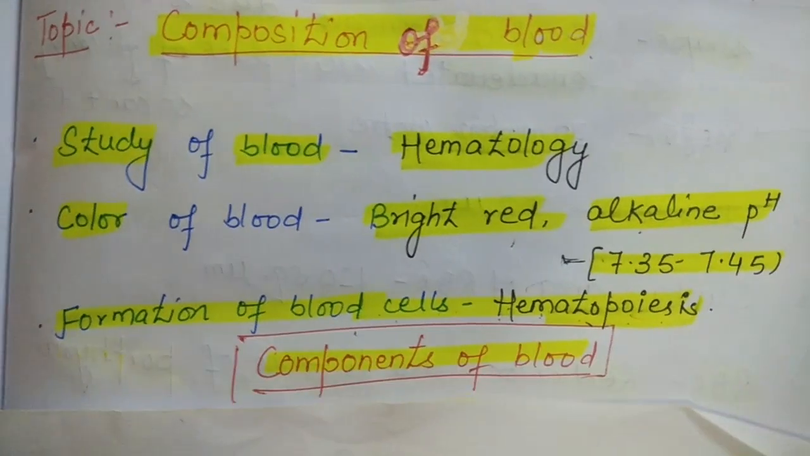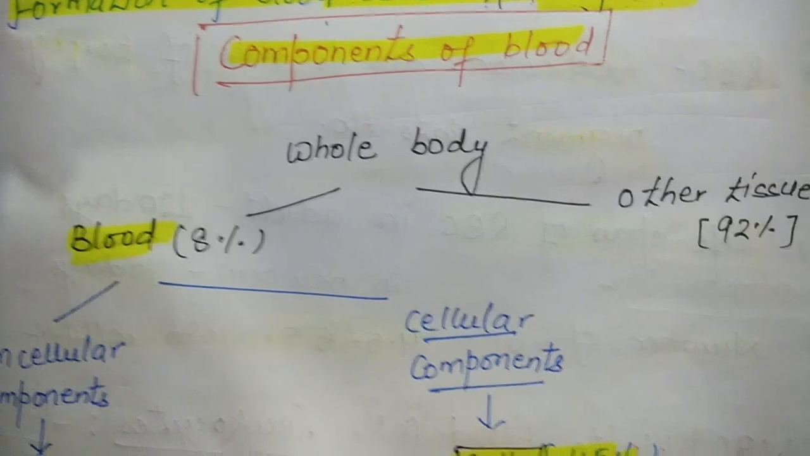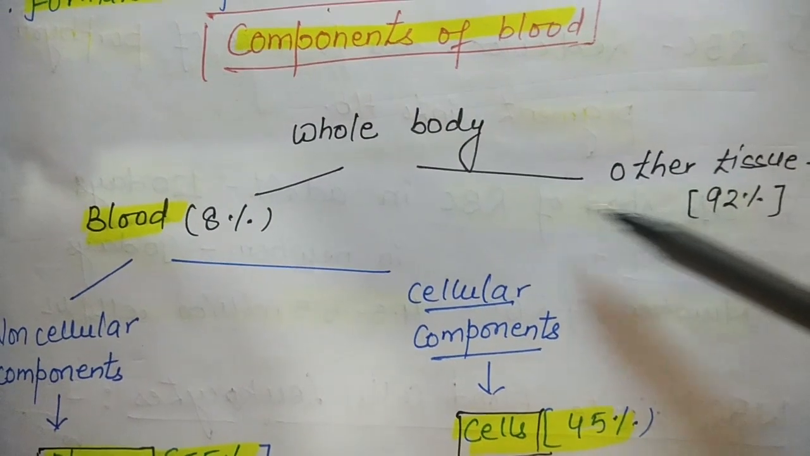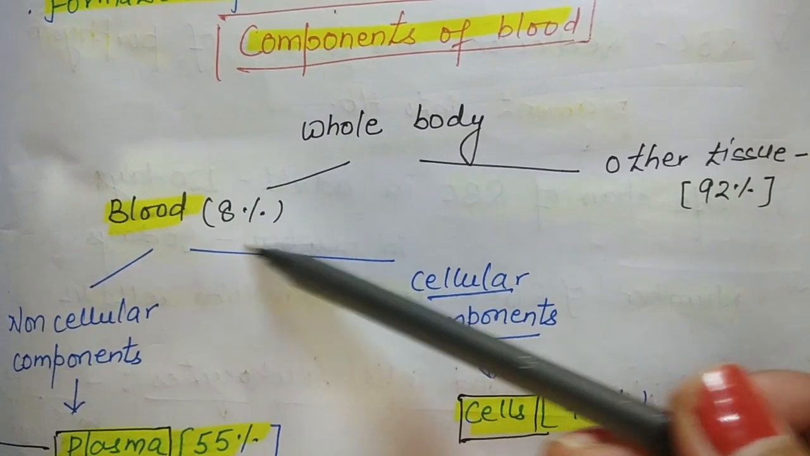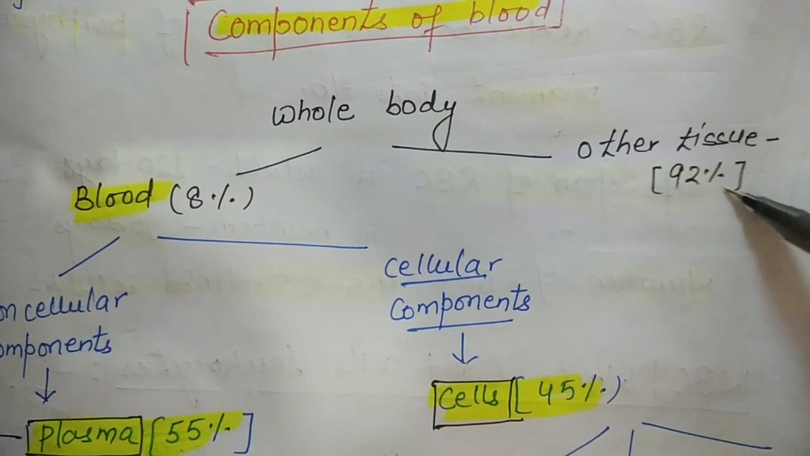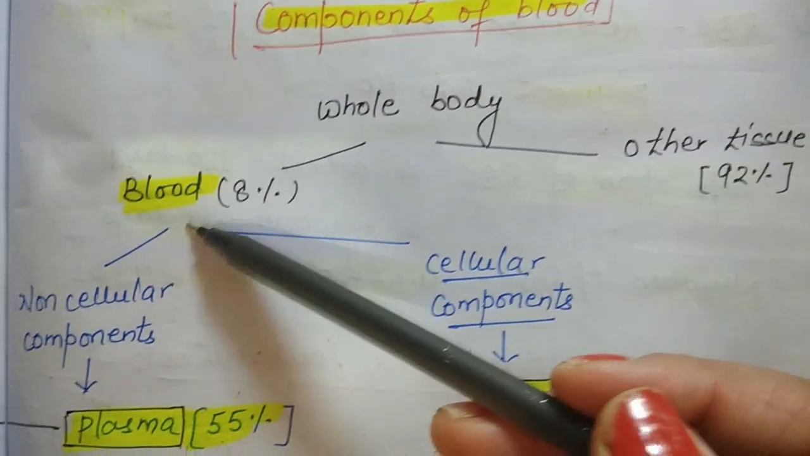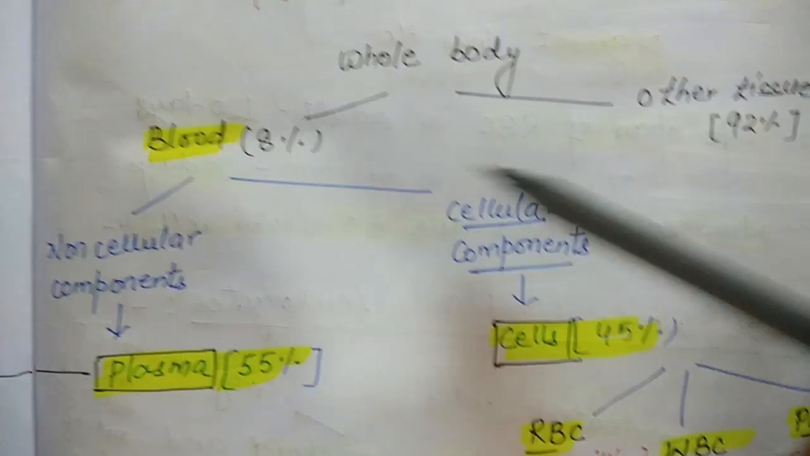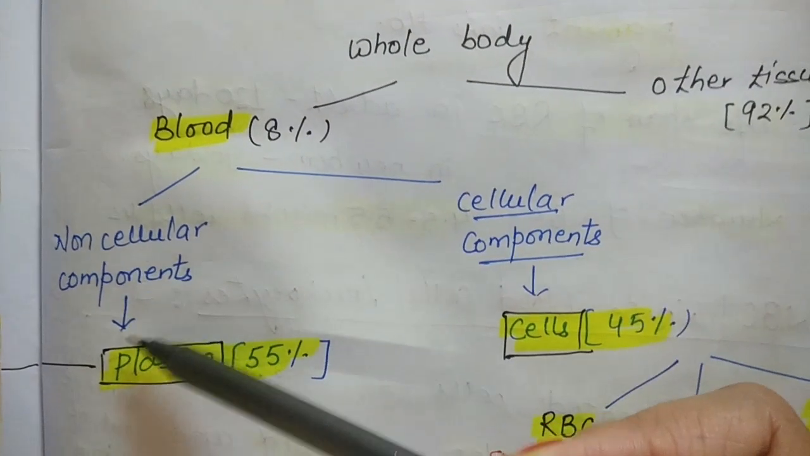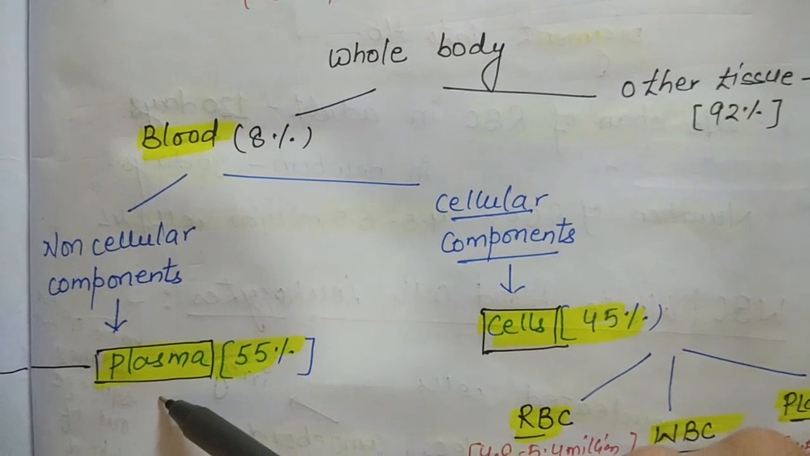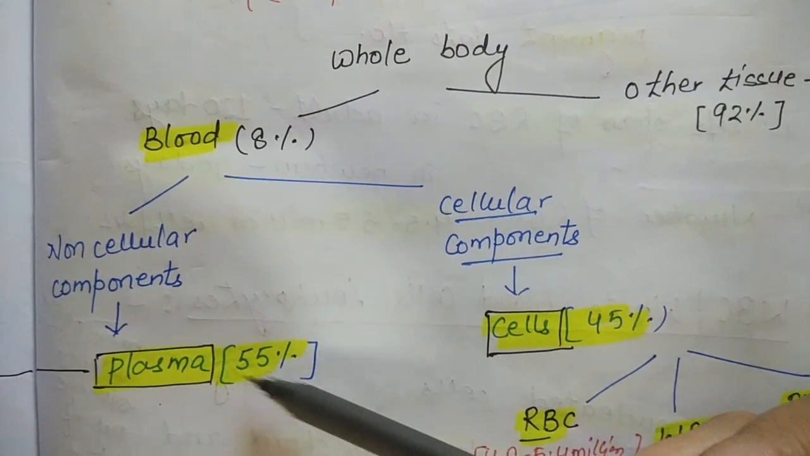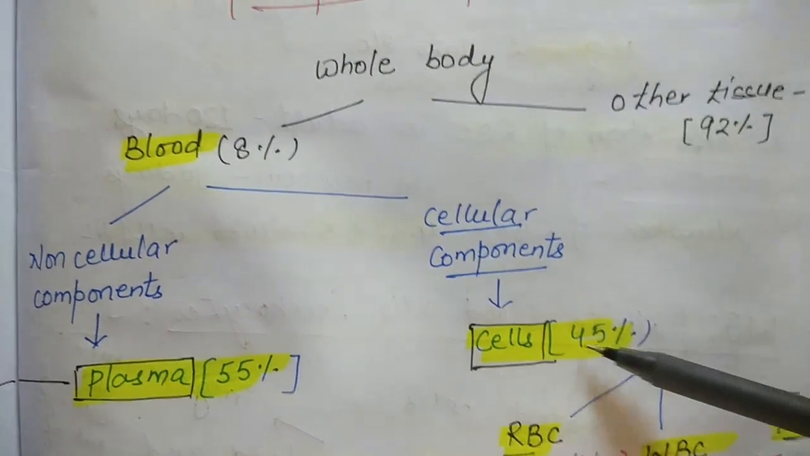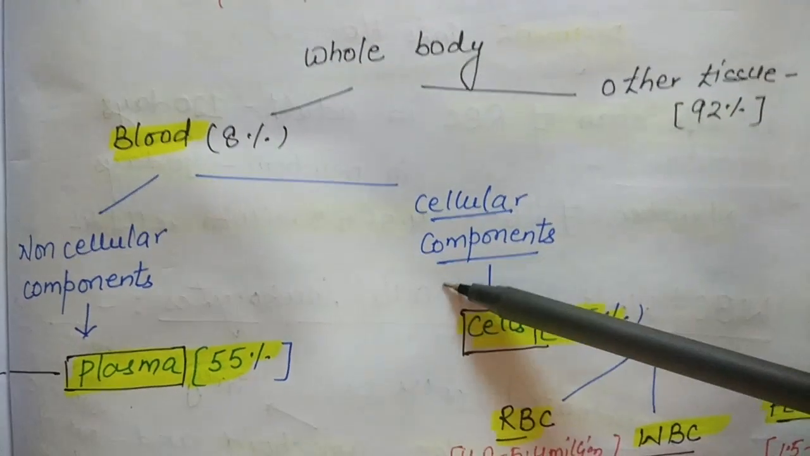Now we will discuss the components of blood. Our body has two major components. One is blood, which makes up 8% of total body weight, and the other is tissue, which is 92%. So we have to focus on the blood. Blood has two components: one is the non-cellular component, the second is the cellular component. The non-cellular component is blood plasma, which constitutes 55% of total blood, while the cellular component constitutes 45% of total blood.